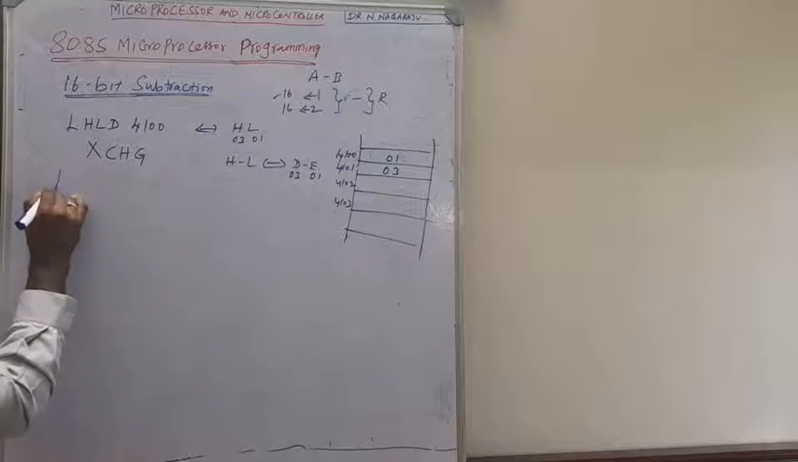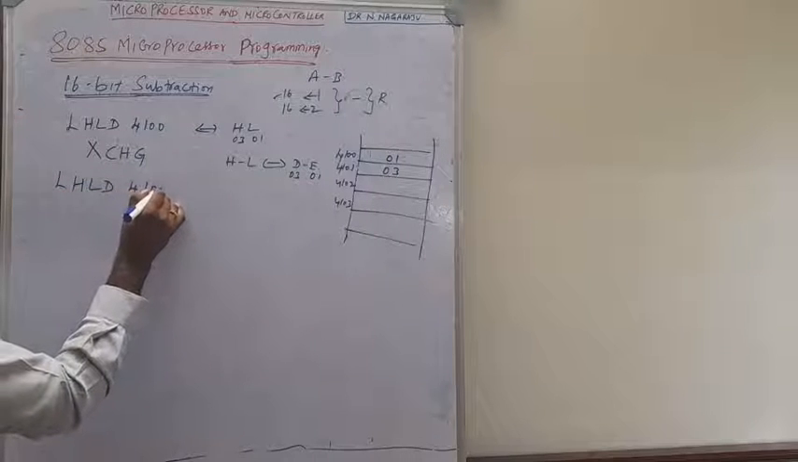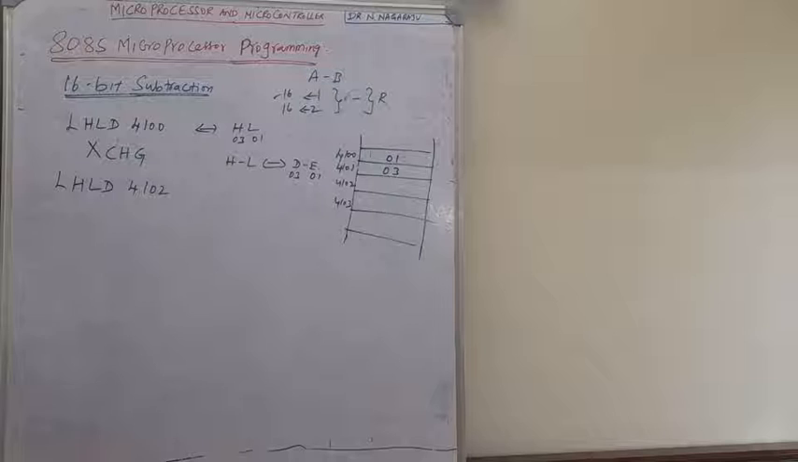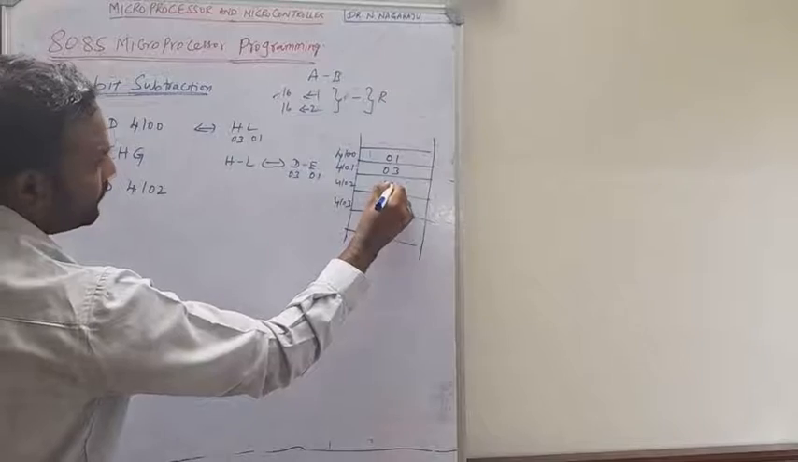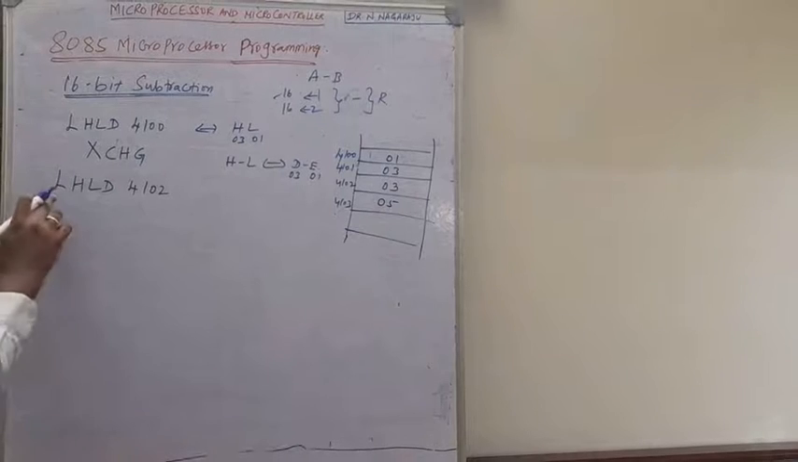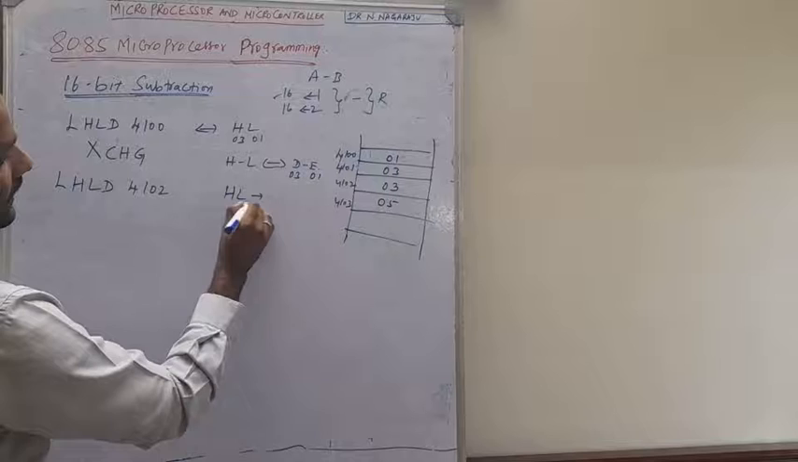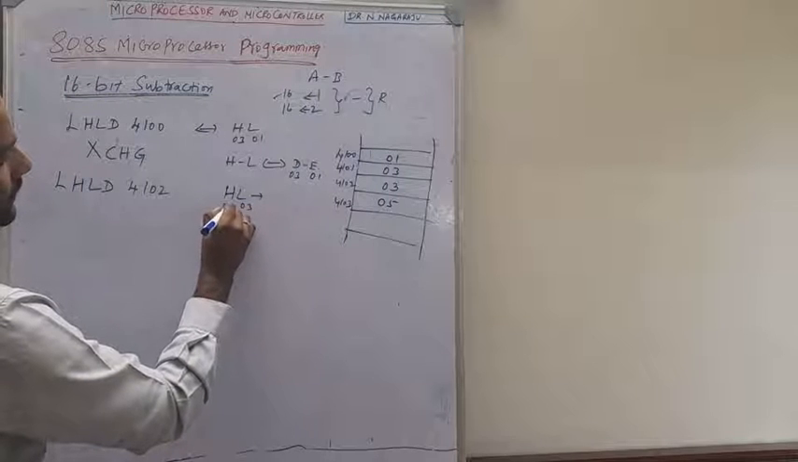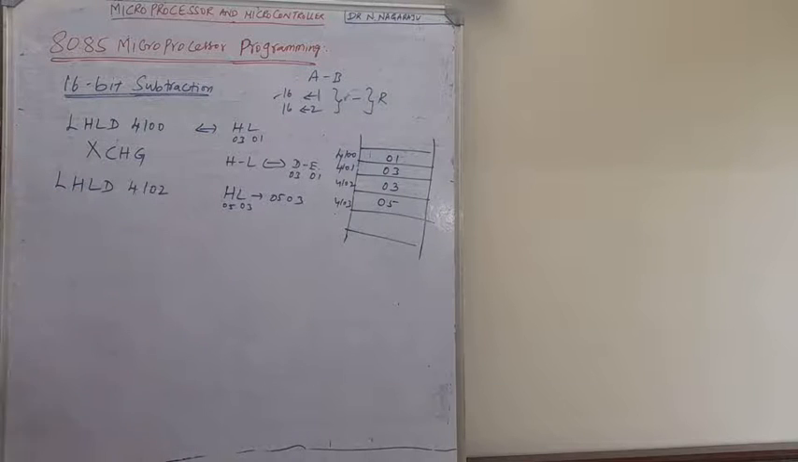Now I am going to take the second data with LHLD 4102. For example, I am going to use 03 and 05. At this point, what is the HL value? L is 03 and H is 05. Now the two data are over.